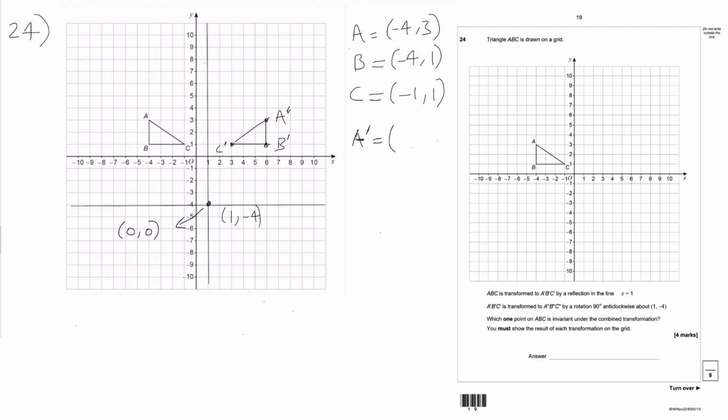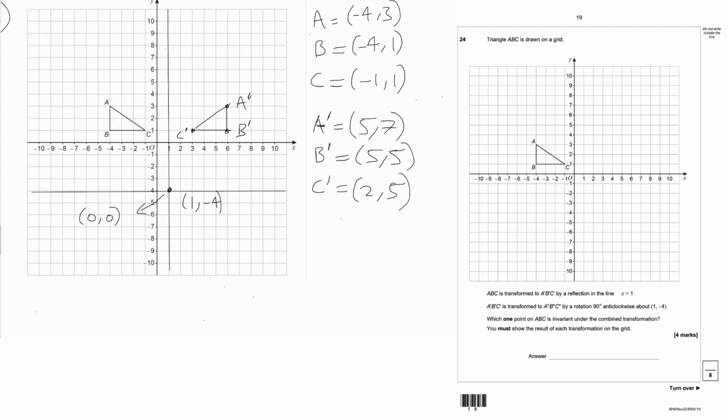So these would become, well, A prime, we can see from this point here is 5 in the x direction, and we can see it is 7 in the y direction, and I'll just get rid of these. We can do the same with B prime and C prime, and we get that B prime is 2, 5, and C prime is 5, 5.